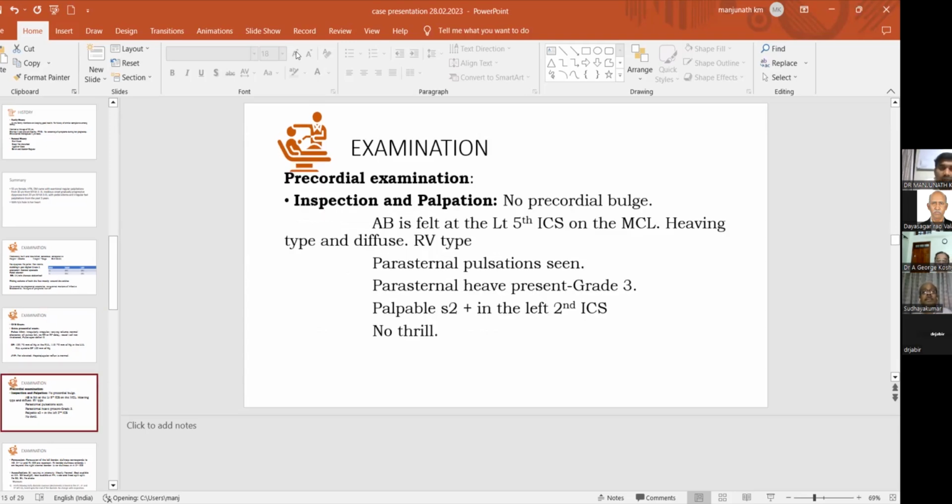Okay, next. So inspection and palpation, there is no precordial bulge. Apex beat is felt in the left 5th intercostal space on the midclavicular line. It is of heaving type. One minute. That in a child was diagnosed to have heart disease at the age of 8 years, ending up with cyanosis. Patient was not cyanotic at that time anyway. Now you say there is no precordial bulge. What does that imply?